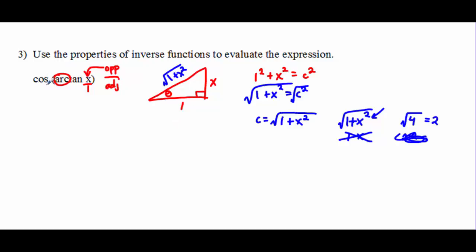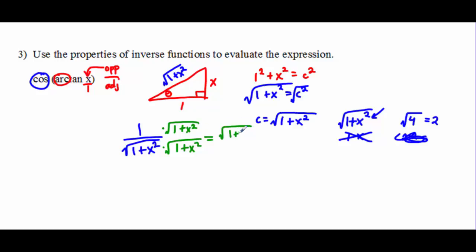But that's our hypotenuse. It wants us to tell them cosine of this. So that's adjacent over hypotenuse, which is 1 over the square root of 1 plus x squared. And then I'm going to rationalize that so that my square root's not on the bottom anymore. So I multiply the top and the bottom by the square root on the bottom, and I get the square root of 1 plus x squared on top, and 1 plus x squared without the square root on bottom. And that's my answer.